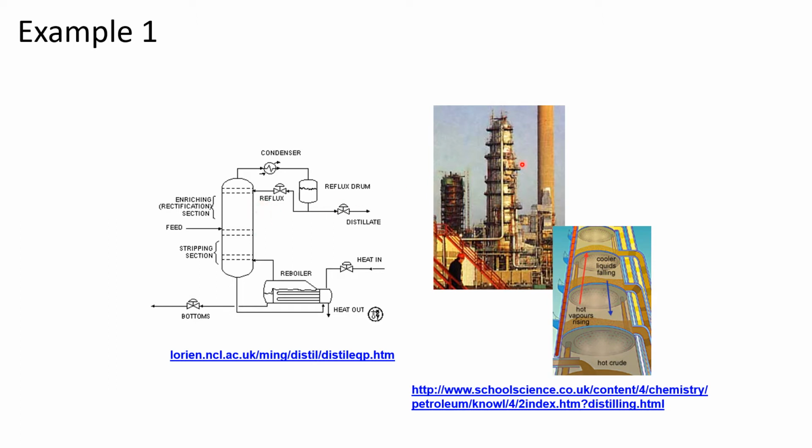In addition to the top product, the distillate, and the bottom product, you may have multiple side streams pulled off. The picture here illustrates an actual column in a plant, and the other picture to the farthest right shows what goes on inside the column.